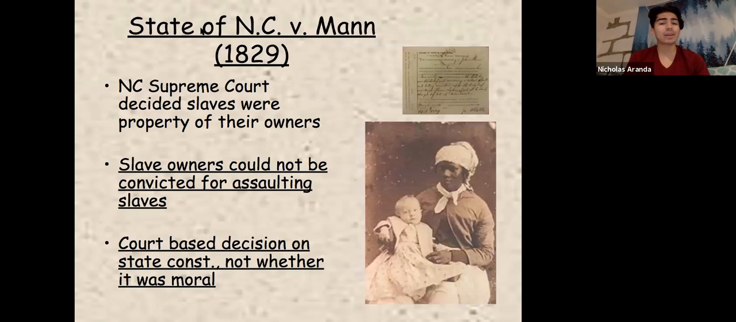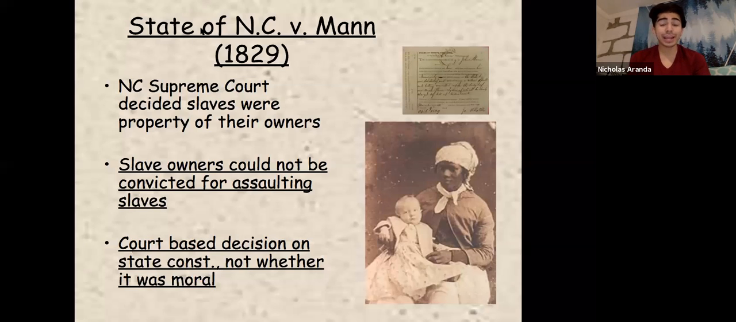This is a North Carolina Supreme Court case, but I think it's really pertinent, even though it's not a U.S. Supreme Court case. The North Carolina Supreme Court decided that slaves are property of their owners, and that slave owners could not be convicted for assaulting slaves. The court based the decision on the state constitution, not on whether it was moral. The State of North Carolina versus Mann ended up becoming seminal in later Supreme Court cases that had to do with persons' rights, and persons' rights as they pertain to property.